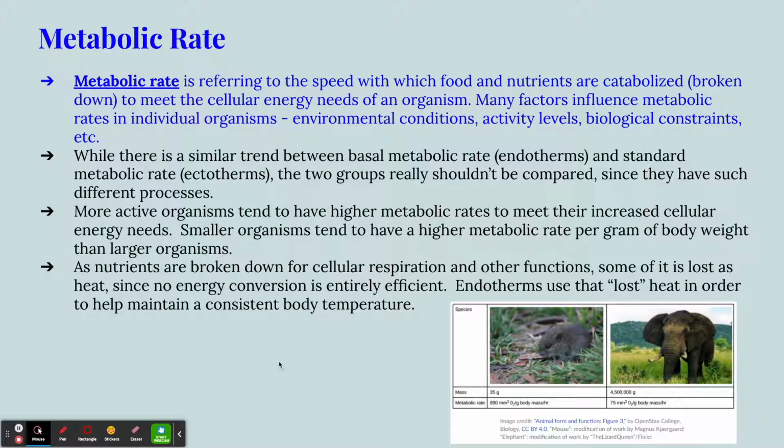More active organisms are going to have a higher metabolic rate, which makes sense. So something like a tiny little shrew is going to have a very high metabolic rate. Something like an elephant is not.